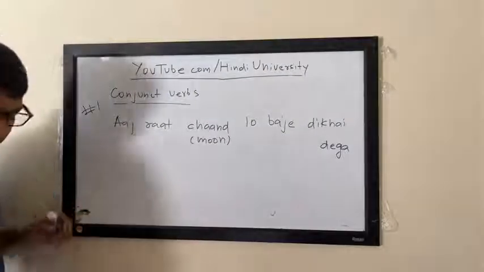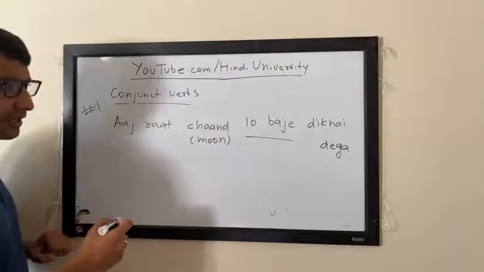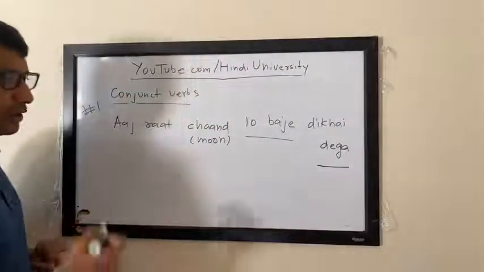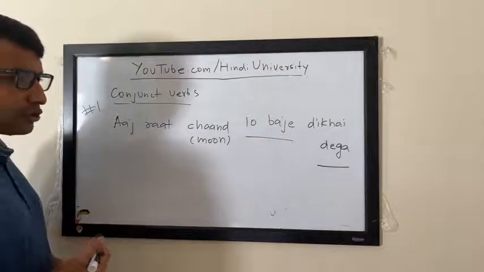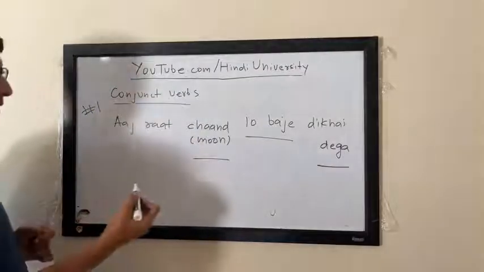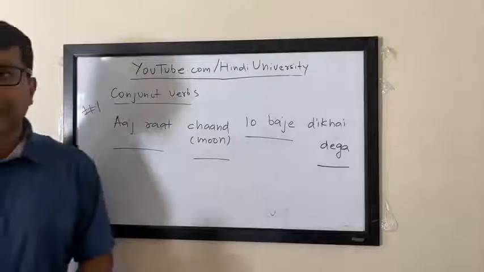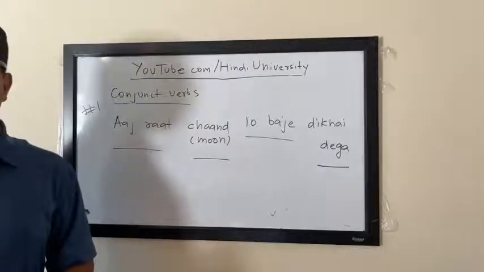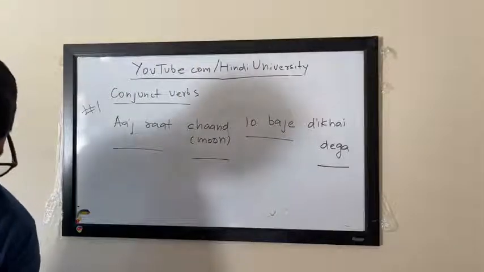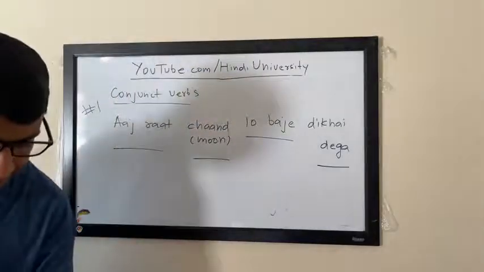Now, this may be a harder sentence for some of you, but don't worry about that, right? Because it requires many things. You should be able to tell 10 o'clock is 10 baje. You should definitely know this word dikhai dena. Then you should know about the future conjugation. How do you conjugate it? This part is fine. Like moon is chand, aaj raat is this night. But to bring all of them together, as you're learning, if it's still challenging to you, you are on the right track, I would say. So hang in there.